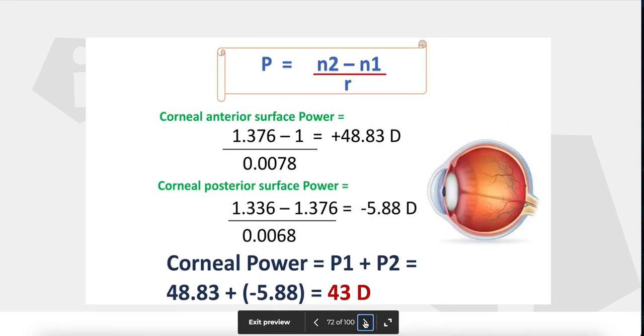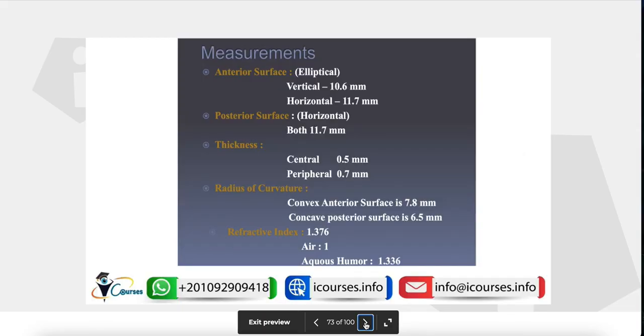And the power of the cornea, we said it is attributed to the difference between the refractive indices of the media in front and the media behind. So the more the difference between N2 and N1, the more the power of the cornea. So the power will be equal to the refractive index of the second medium minus the refractive index of the first medium divided by the radius of curvature. And according to the measurements of the cornea, we mentioned before that the radius of curvature of the posterior corneal surface is less than that of the anterior corneal surface.